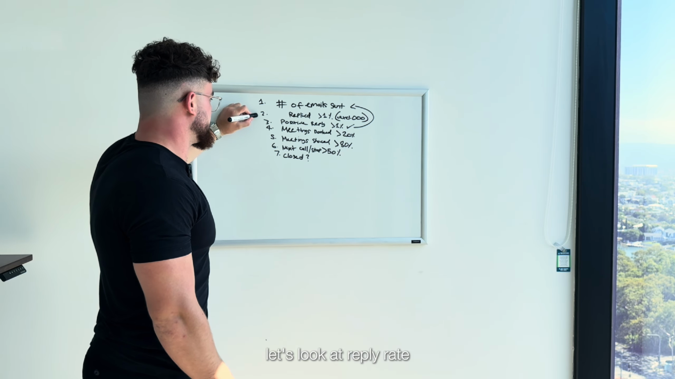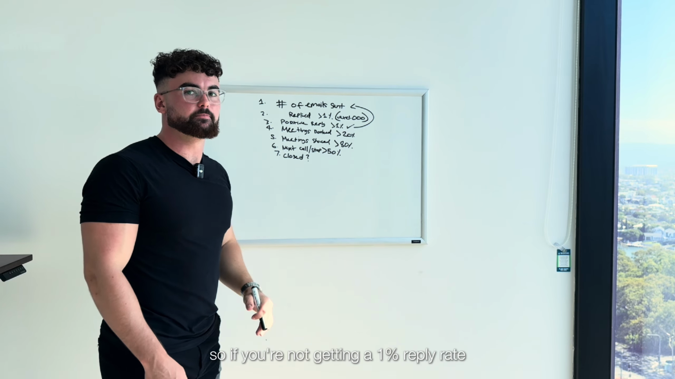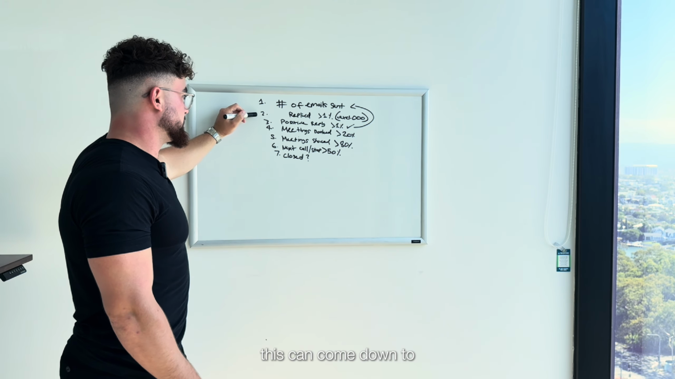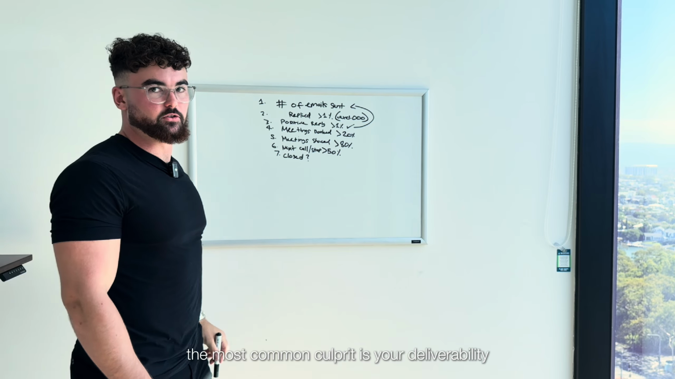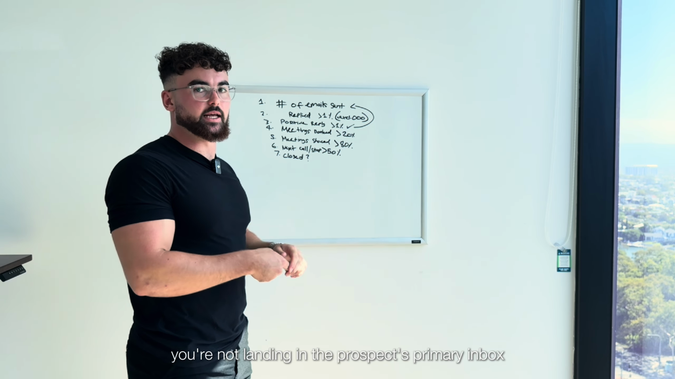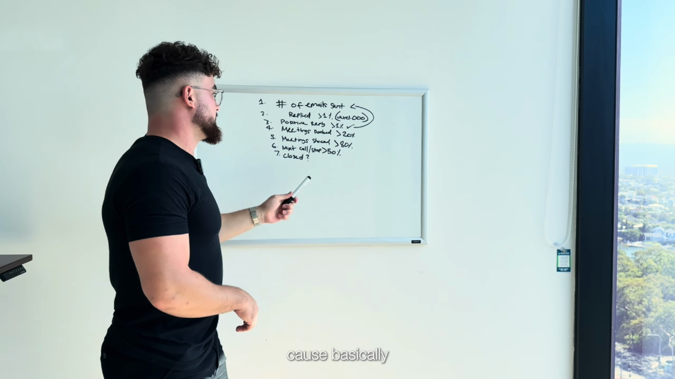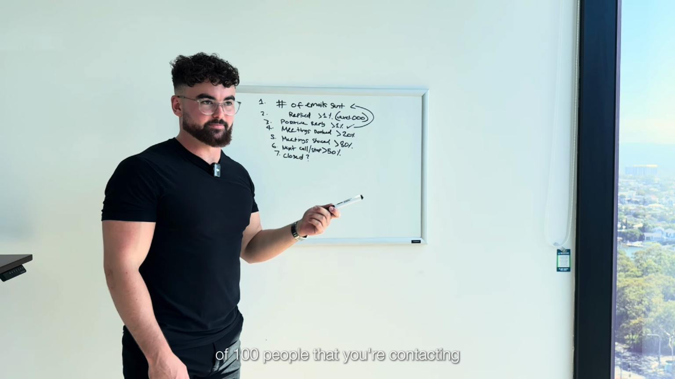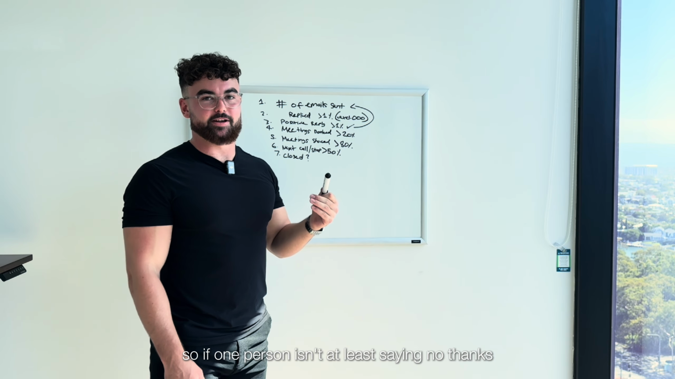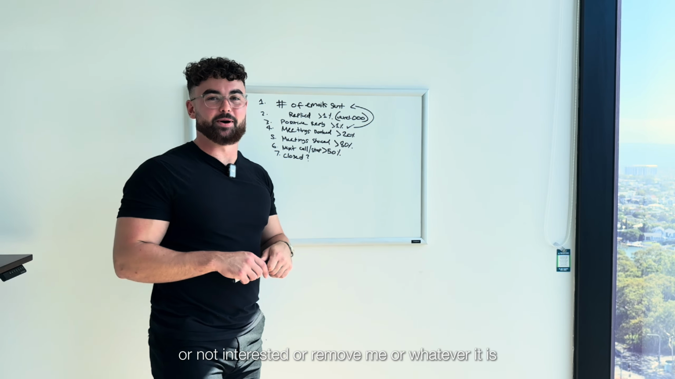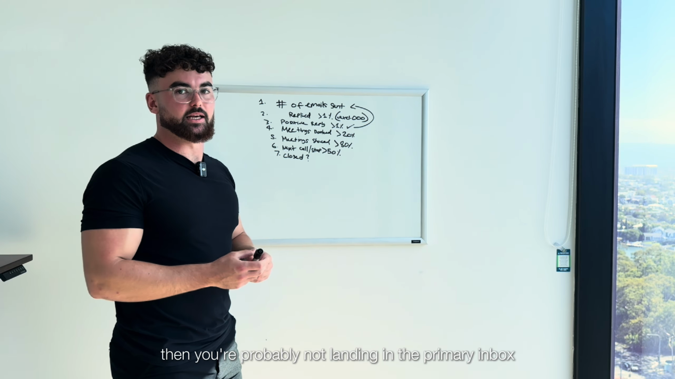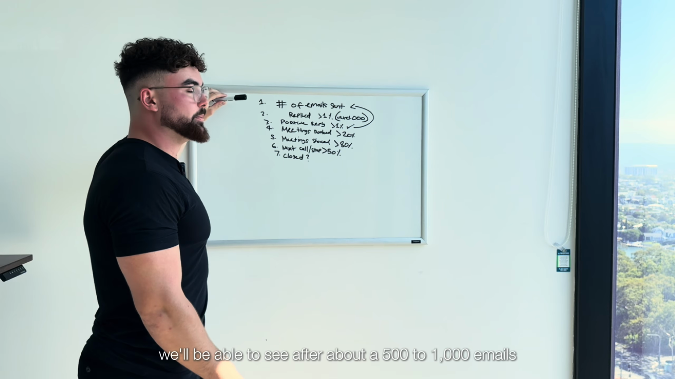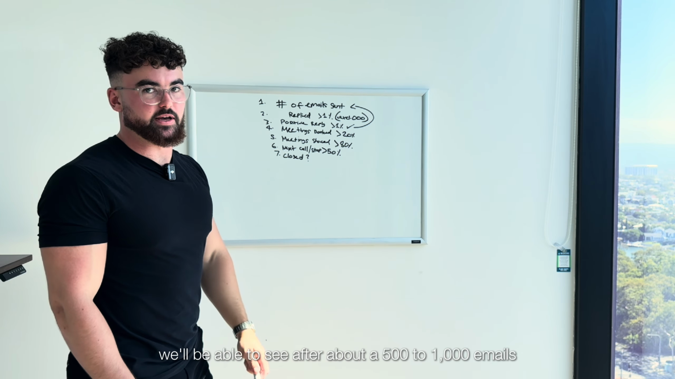Let's look at reply rate. So if you're not getting a 1% reply rate, then that's something that we need to fix pretty much immediately. Now, the most common culprit is your deliverability. So basically you're not landing in the prospect's primary inbox, because a 1% reply rate is one person responding out of 100 people that you're contacting. So if one person isn't at least saying no thanks or not interested or remove me or whatever it is, then you're probably not landing in the primary inbox. And you've got to have enough data to back that up. But generally we'll be able to see after about 500 to 1,000 emails sent.